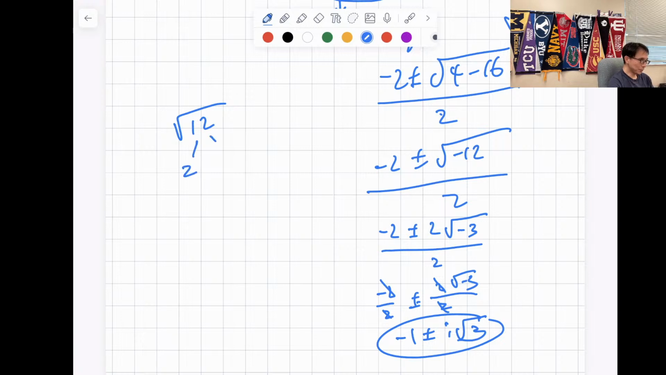This is a 2. This is a 6. Is that okay? And this is a 2. And this is a 3. Now, since this is a square root, there's a 2 right here. It's invisible.